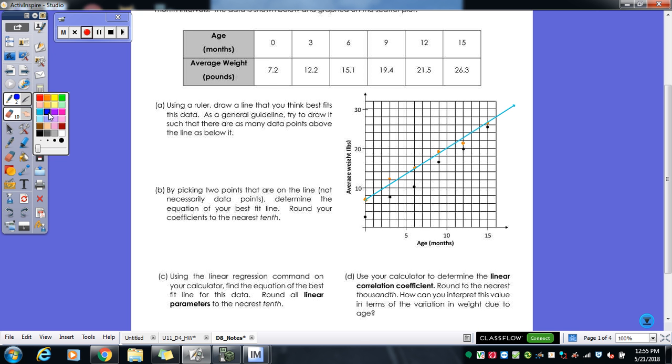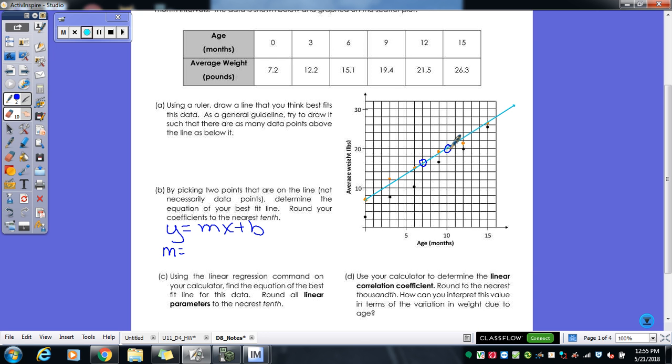So part B, by picking 2 points that are on the line, not necessarily your data points, just 2 points that the line goes through nicely, determine the equation for your line of best fit, round your coefficients to the nearest tenth. So your line equation might be slightly different than mine, but we're still going to follow the mx plus b format because we do have an equation of the line. So first thing I need to figure out is my slope. So in order to figure out slope, I need to find 2 points. Looks like my graph goes through that one and that one.